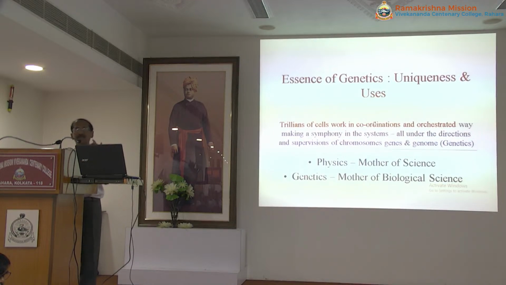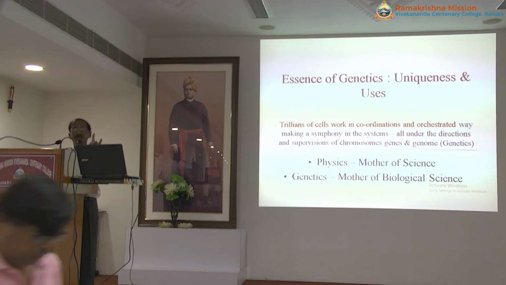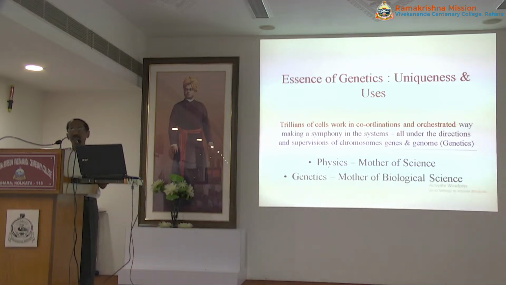In our body, 100 trillion cells are working in coordination. How the coordination is being made is difficult to understand. Not known. That is basically chromosome dynamics and the logistics. Still science is trying to search it out.